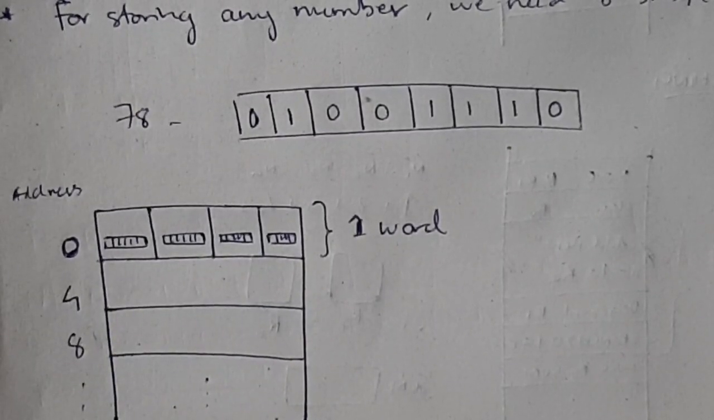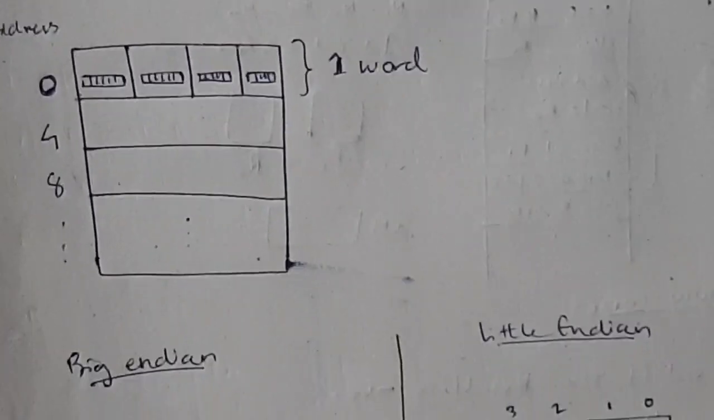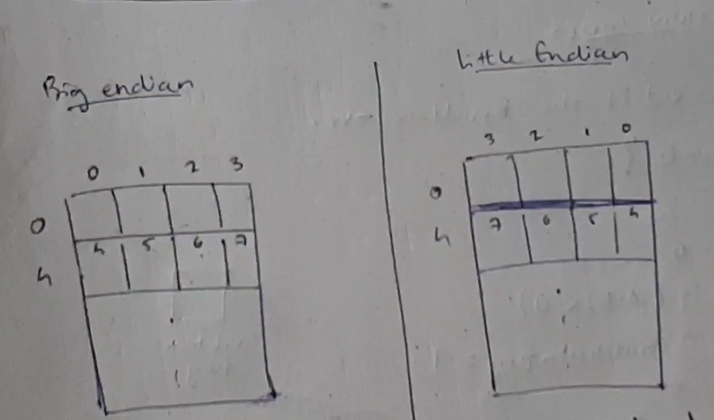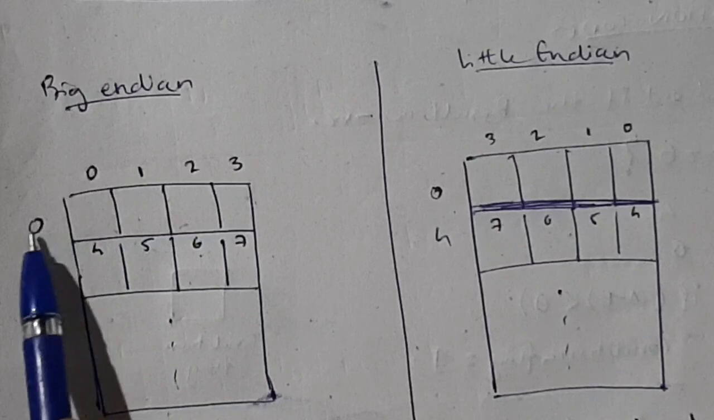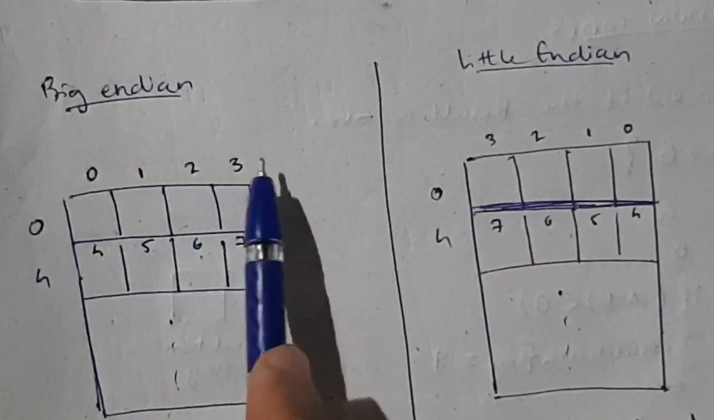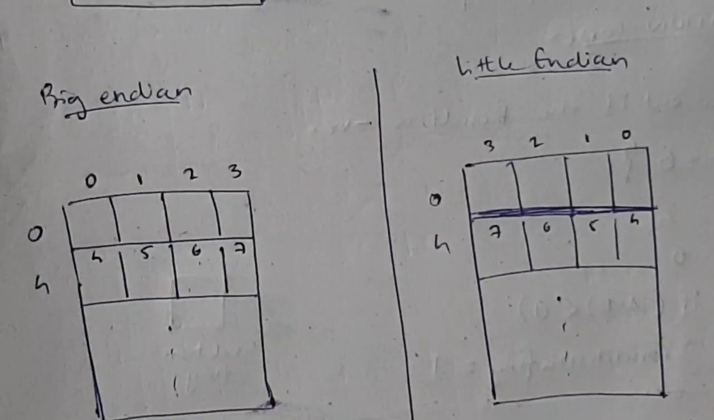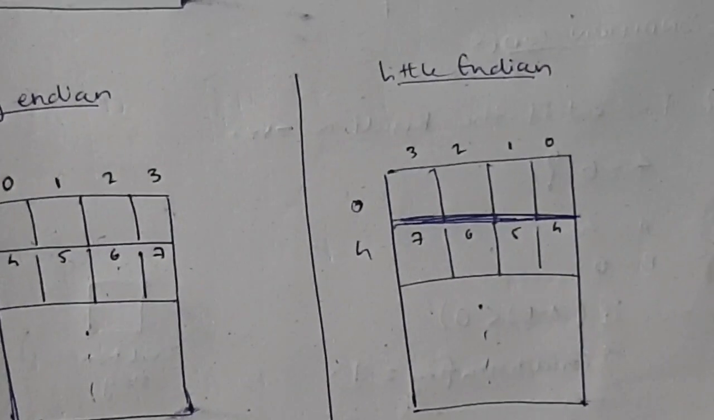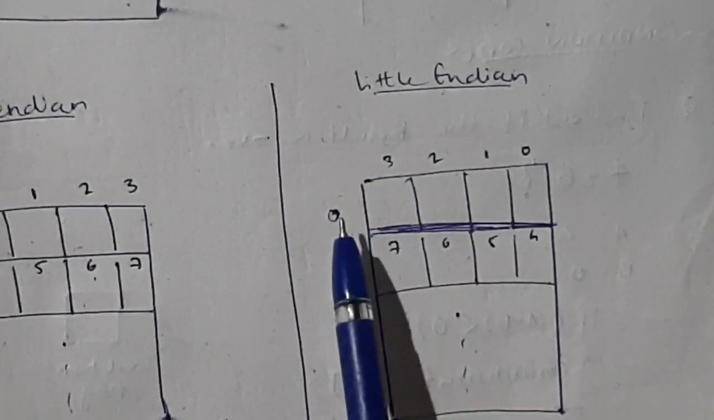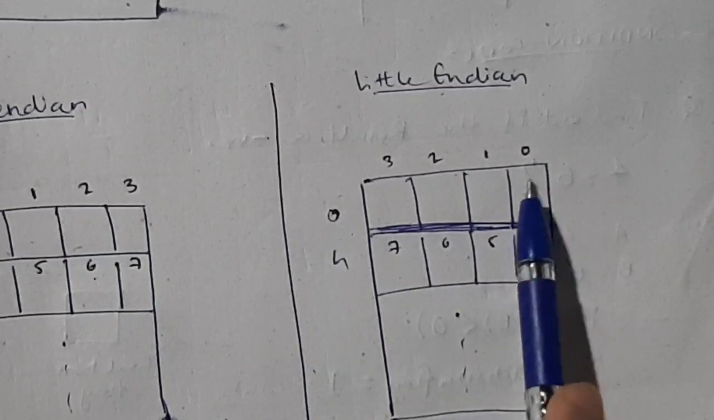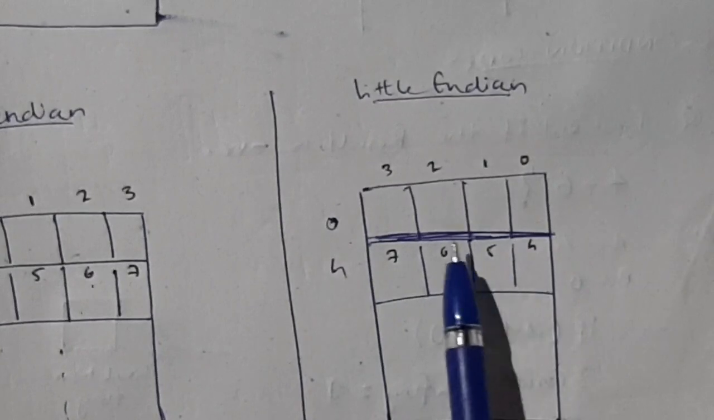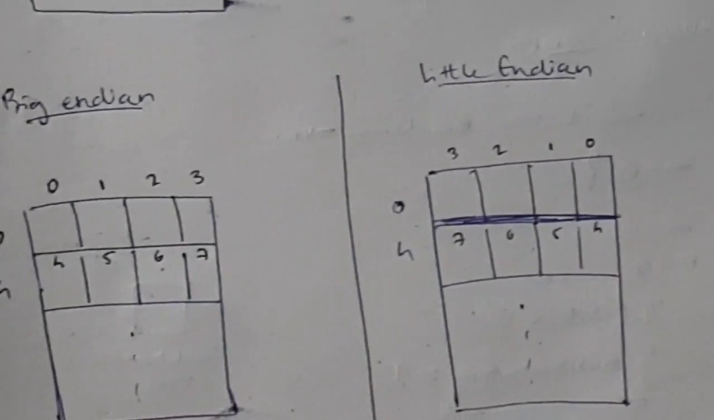Like that. Now we have 2 ways, which are big endian and little endian. In big endian, the memory will start from here, just as the previous one: 0, 1, 2, 3, 4, 5, 6, 7. Before storing numbers, let's see what little endian is. In this, you will have the addresses starting from the right side: 0, 1, 2, 3, 4, 5, 6, 7. Just opposite of this.